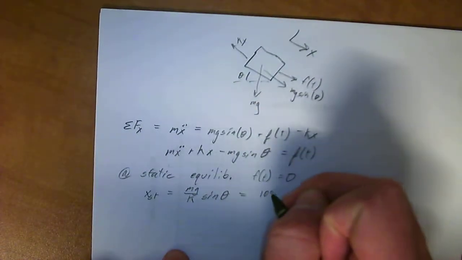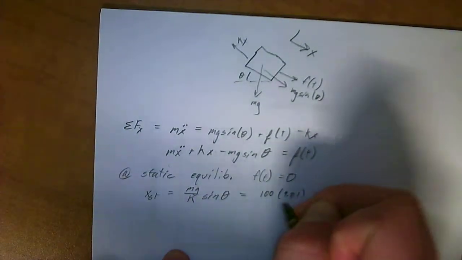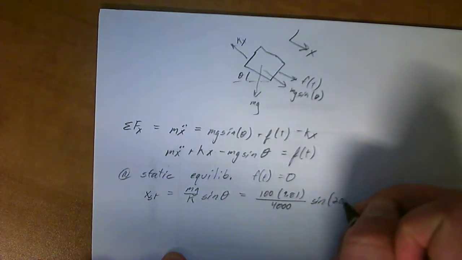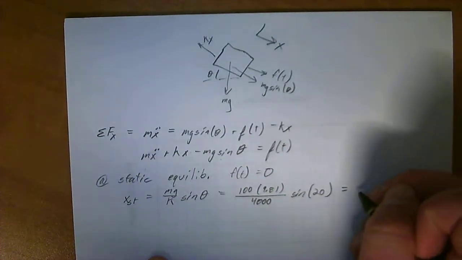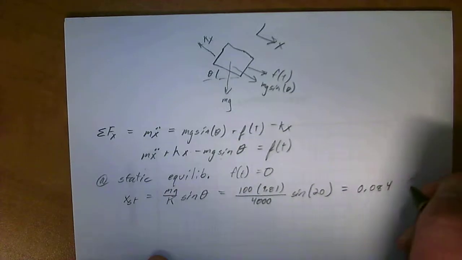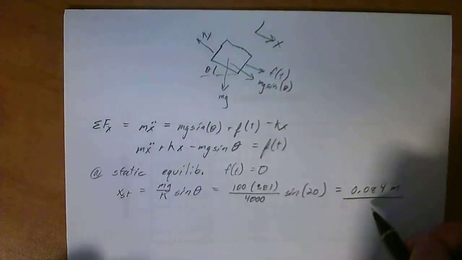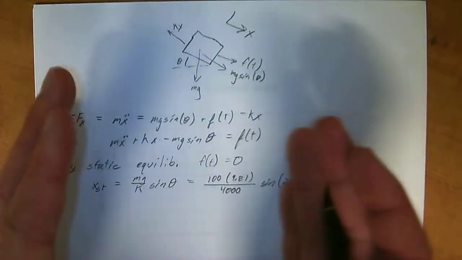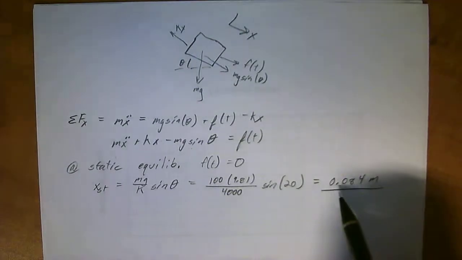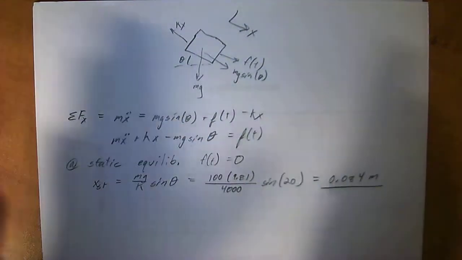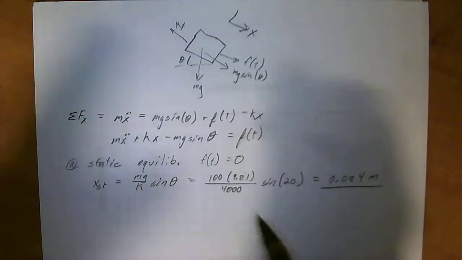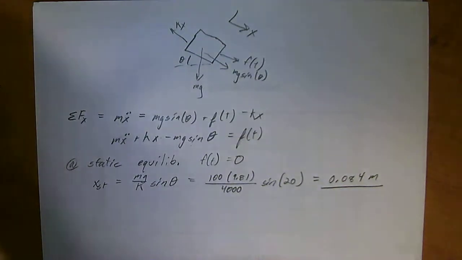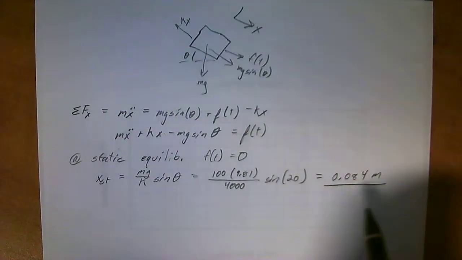So looking at this, we have 100 times 9.81 all over 4,000 newtons per meter times sine of 20 degrees, which is the theta, which is equal to 0.084 meters. So this is x static, and like I said, it's what you get if you set up the block on the ramp and let it settle to wherever it is. We're going to save this for the final response, because if you're looking for the total response of the system, you want to know the response from the spring being not compressed or extended at all to being compressed and extended, and that means this has to be included.